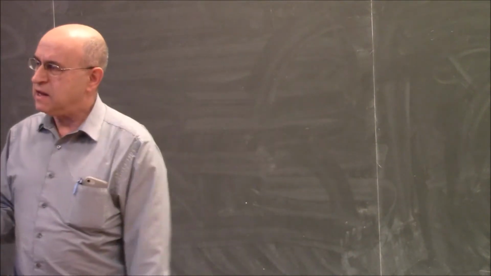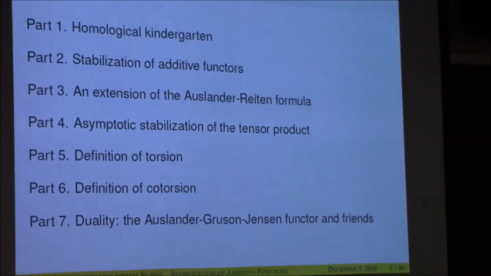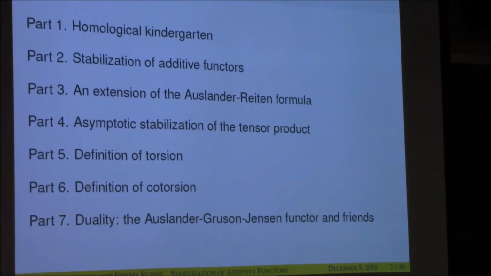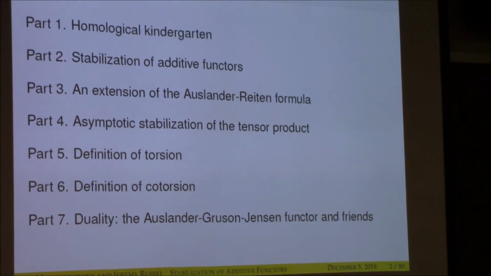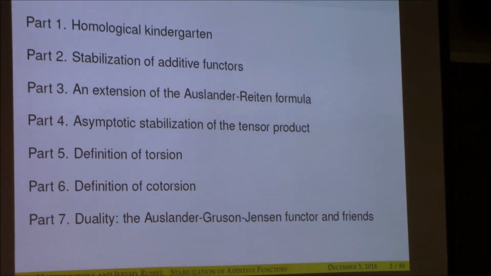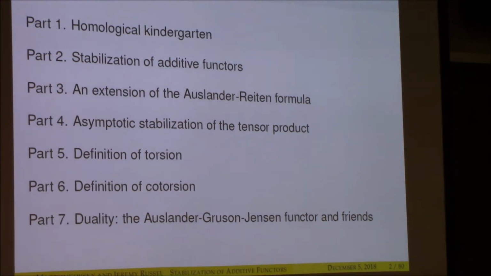Okay. And finally, and that's where we have a very strong connection with model theory, it turns out that these concepts, torsion and cotorsion, are in a beautiful duality. There are certain functors. There's a certain duality discovered by Auslander and independently by Gruson and Jensen, which takes one into the other. And quite often you can go back. Again, the last three parts, I did not plan to discuss them today, but they are in the slides.